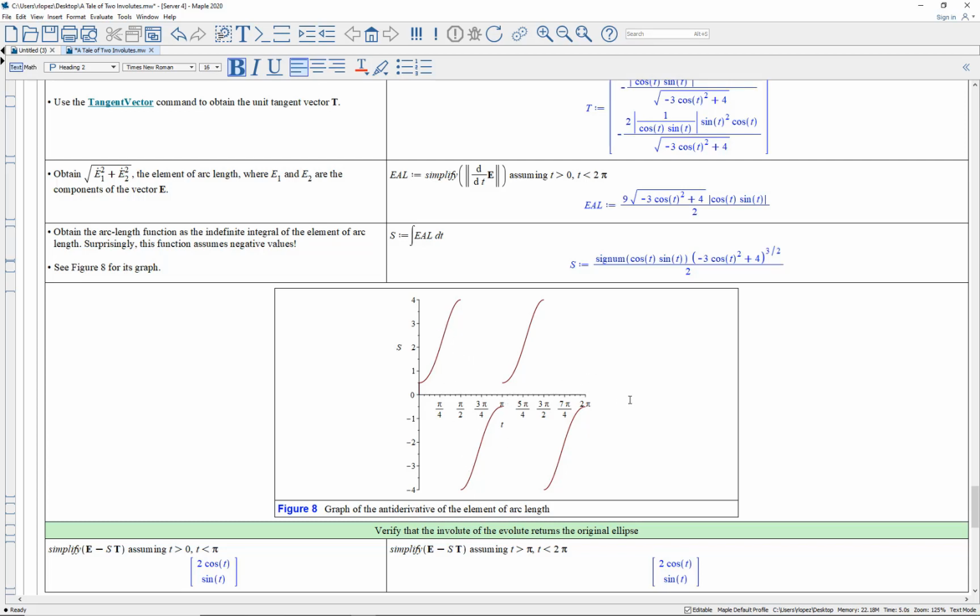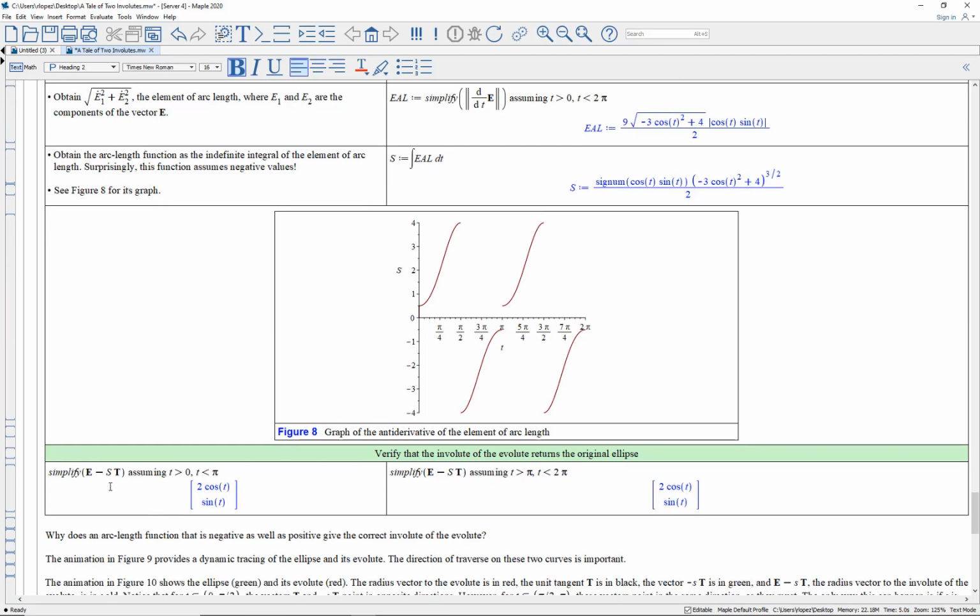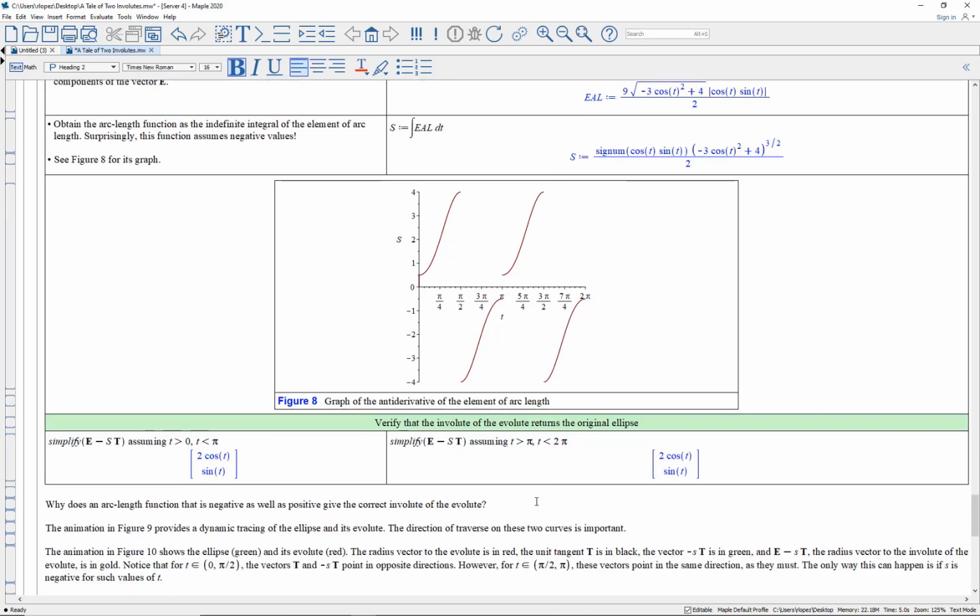And I looked at this and I said, what's going on here? Does this thing even work? If I simplify E minus st using this expression for the arc length, lo and behold, it's 2 cos t sine t. It's the ellipse. And here I've done simplifying between 0 and pi, and here I went from pi to 2 pi. This works. Why? Why does this work?